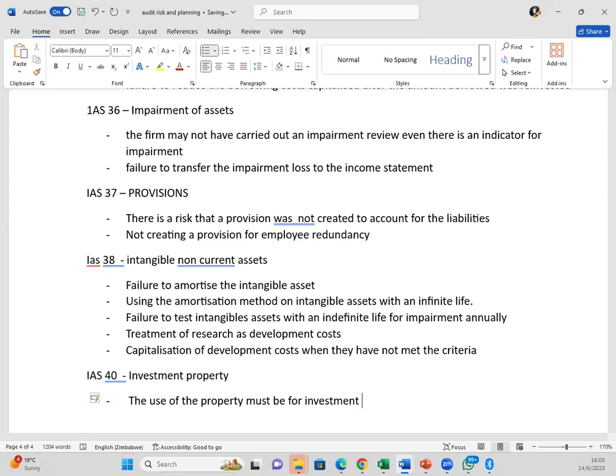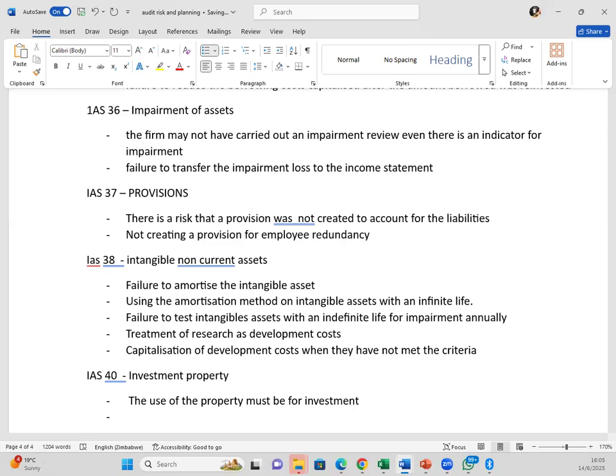Verify that the use is for investment purposes. How do you do that? You can get the lease agreement. Let's get the lease agreement from the tenants to ensure that, indeed, this property is being used as an investment property.